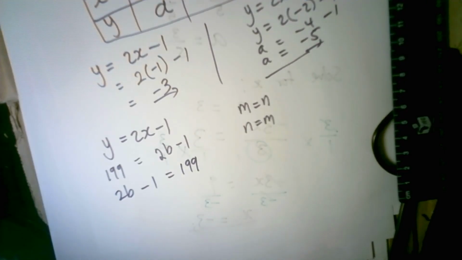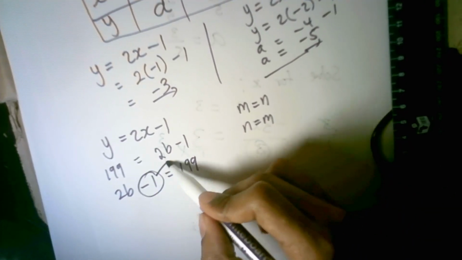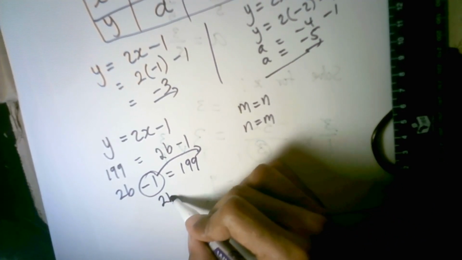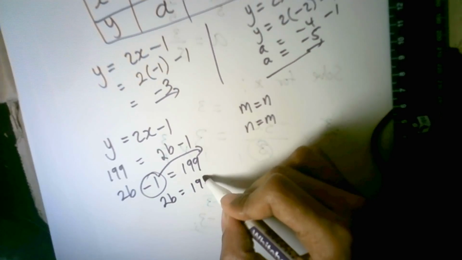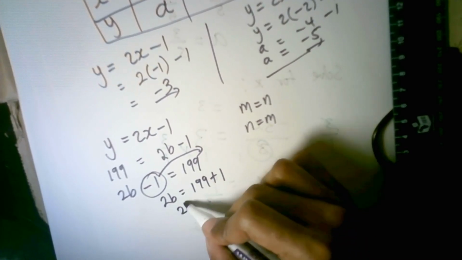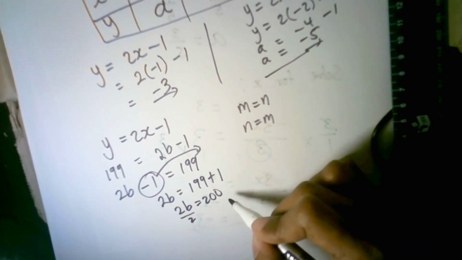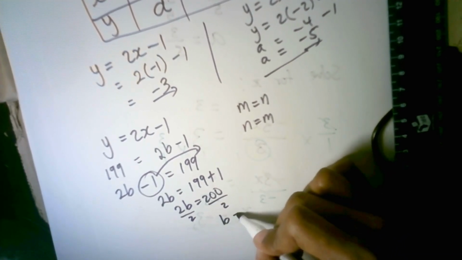And I solve this equation as I would any other equation. I take -1 to the right-hand side of the equation. 2b is equal to 199 plus 1. 2b is equal to 200. I divide the left-hand side by 2, the right-hand side by 2. b is equal to 100.